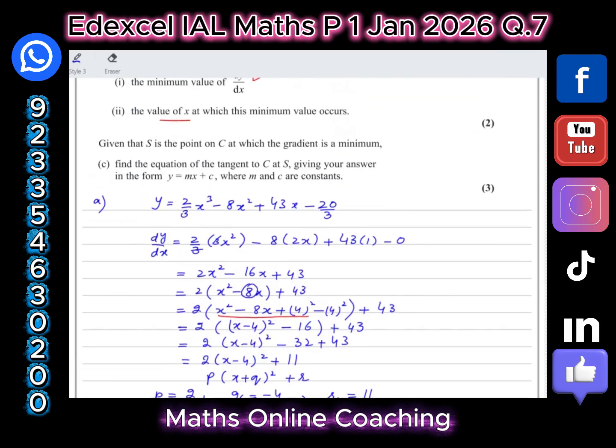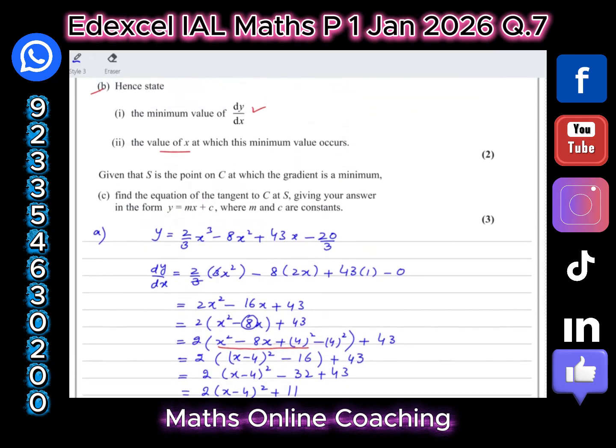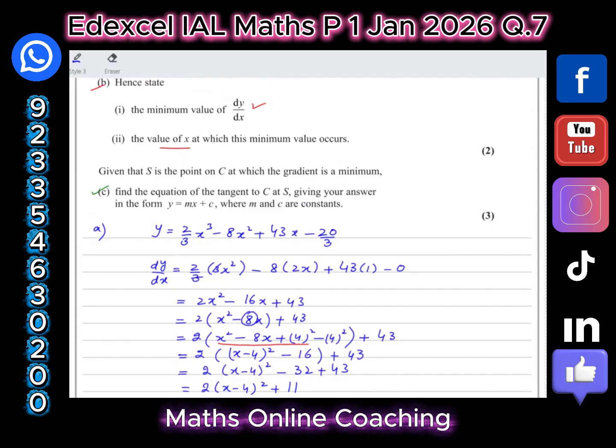Next is part C. Given that S is the point on C at which the gradient is minimum, S is the point which lies on the curve with minimum gradient. Find the equation of the tangent to C at S, giving the answer in the form y is equal to mx plus c, where m and c are constants. Here S is the point which lies on the curve at which the gradient is minimum.